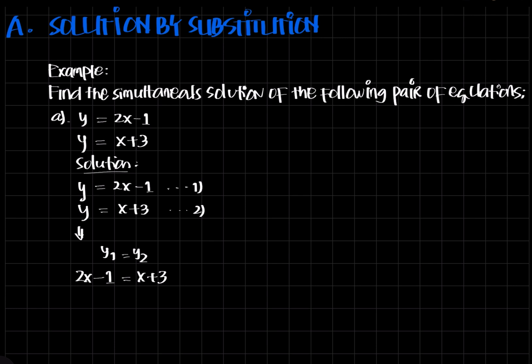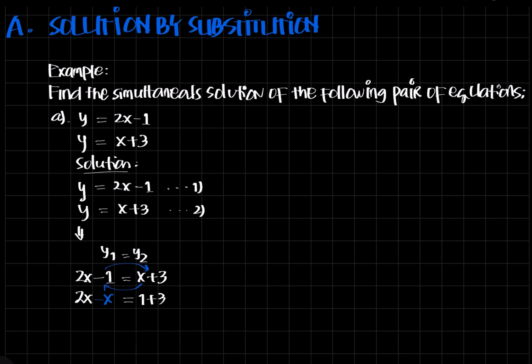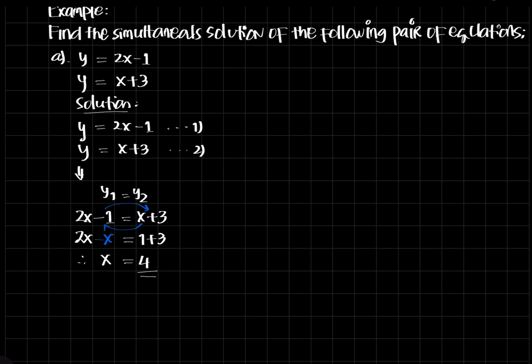And now we can rearrange. So 2x, the x on the right side, you can move to here. So then this is minus x, and that equals this negative 1, you move it to that side. So then this is going to be 1 plus 3. Hence x equals 4. So we have x equals 4 for the first variable, the x value.